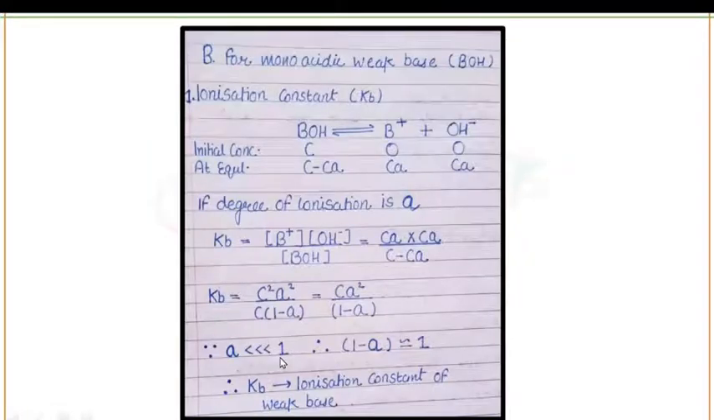Okay. Now, if we talk about part B, the monoacidic weak basic solution, and we want to calculate all these three things for a weak basic solution, first of all we have the ionization constant. In the case of a weak basic solution, the ionization constant is represented by Kb. We have a reactant BOH dissociated into the products B plus and OH minus ions. Let the initial concentration be C, and at equilibrium it will be C minus C alpha. For the products, it will be C alpha and C alpha. After applying the law of mass action, you can calculate the value of Kb, which is equal to C alpha square. Why? Because 1 minus alpha can be nearly equal to 1 if the value of alpha is very much less than 1. And Kb is the ionization constant for weak base.